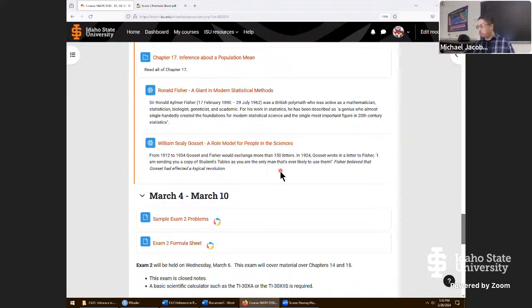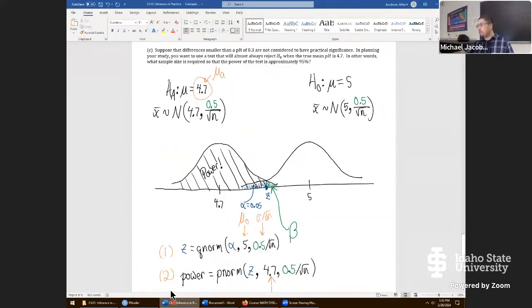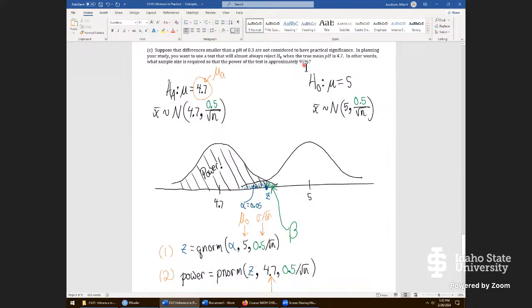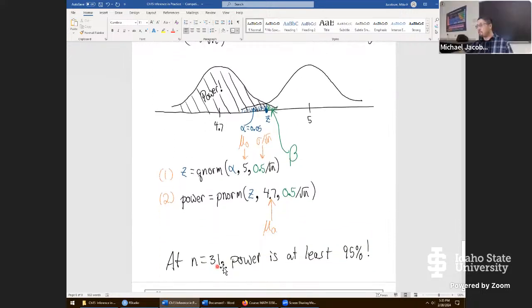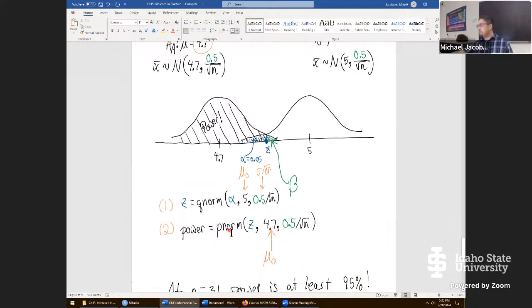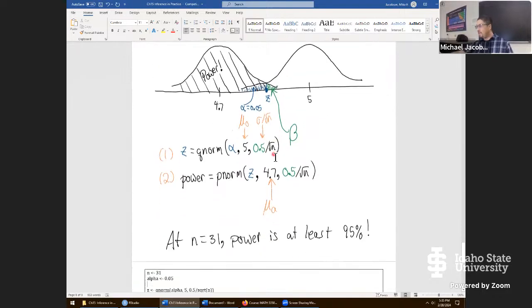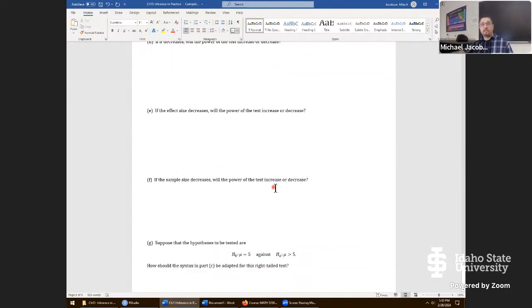Okay, well, let's take a look at where we left off in chapter 15. The major thing we got to was we found a way to find the power of a test to come out to approximately 95% by taking a sample size of 31. So we want to expand on this a little bit, answer some concept questions down below.